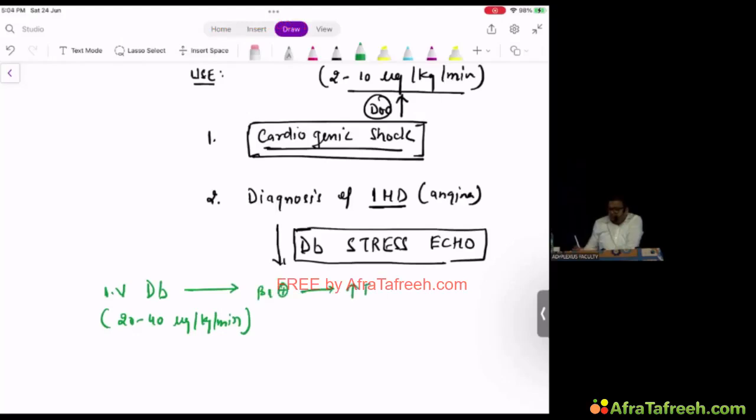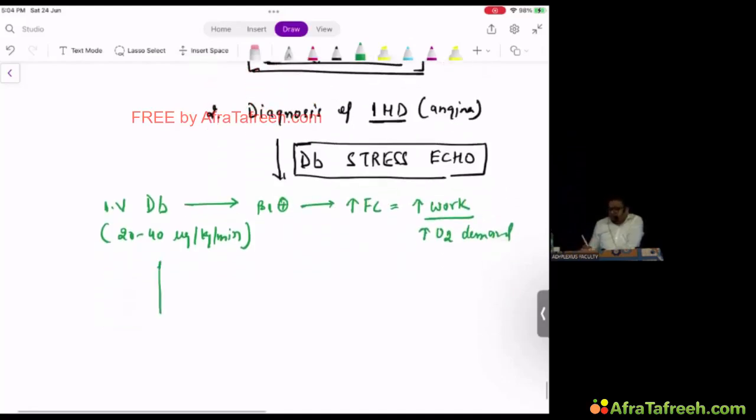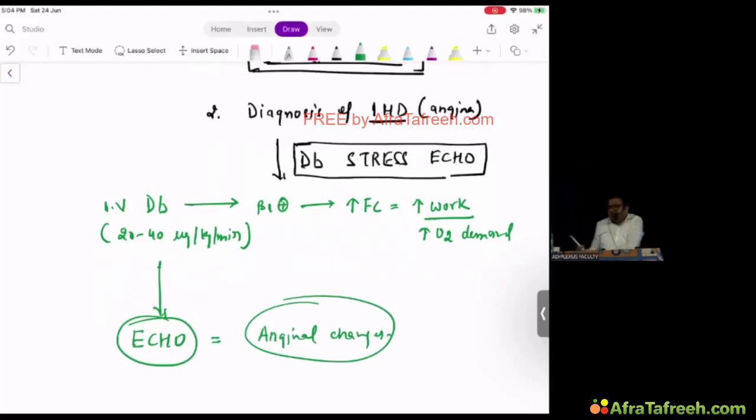So force of contraction increases. That means cardiac work increases. That means oxygen demand of the heart will increase. And after giving this, you perform the echocardiography. If the patient has coronary artery disease, anginal changes can be seen on echocardiography.